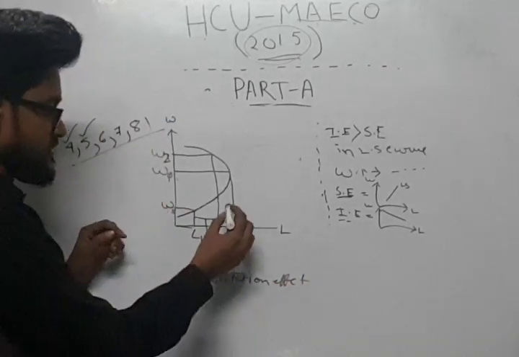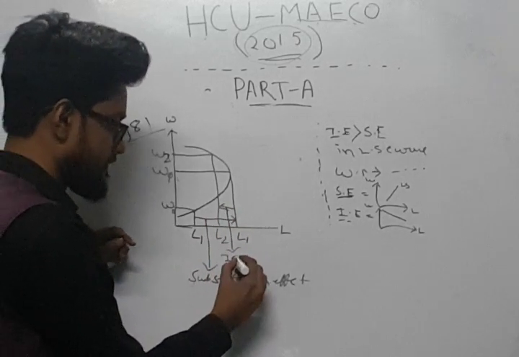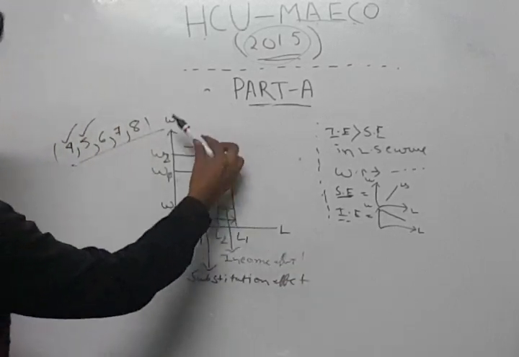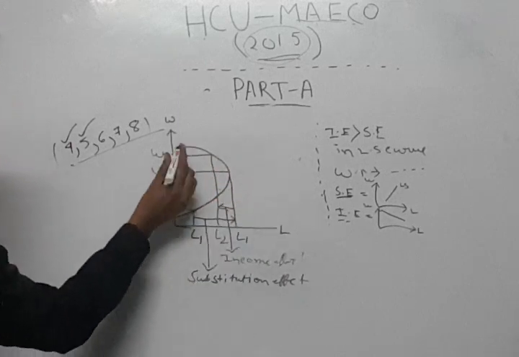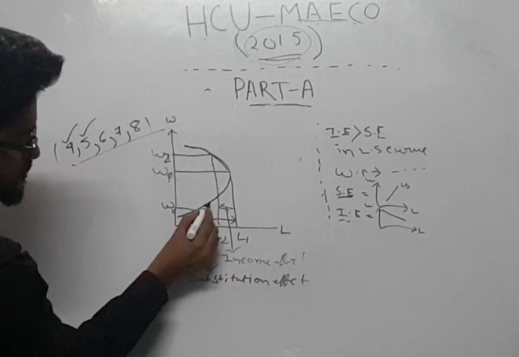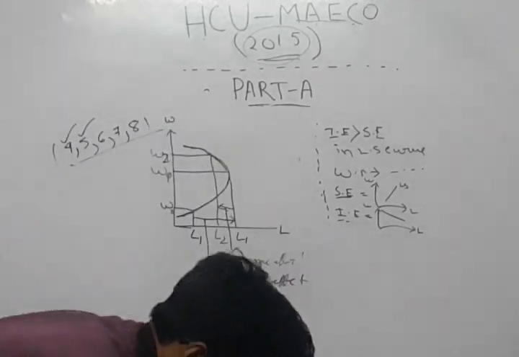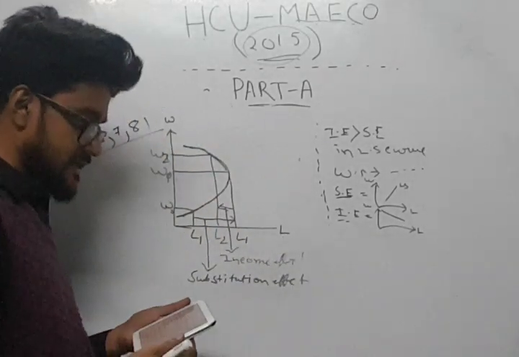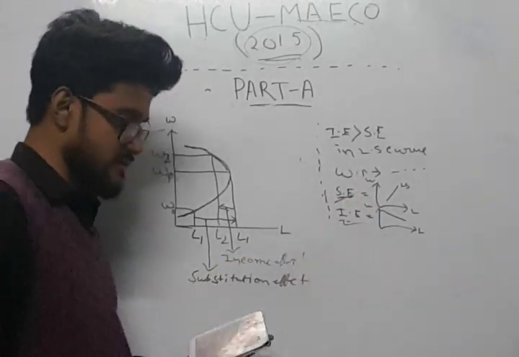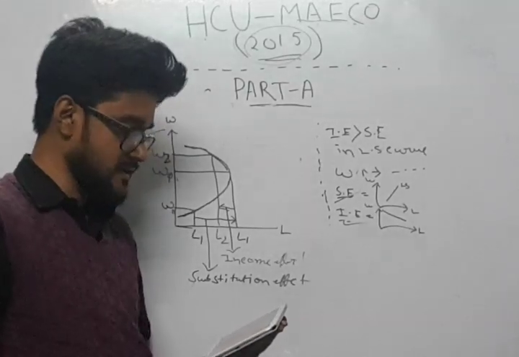And this effect you see here, from here to here, is nothing but due to income effect. So when income effect dominates, in this region the labor supply curve is negatively sloped. When substitution effect dominates, the labor supply curve is positively sloped. Now in this question it is given, if the income effect dominates the substitution effect, what happens when wage increases?